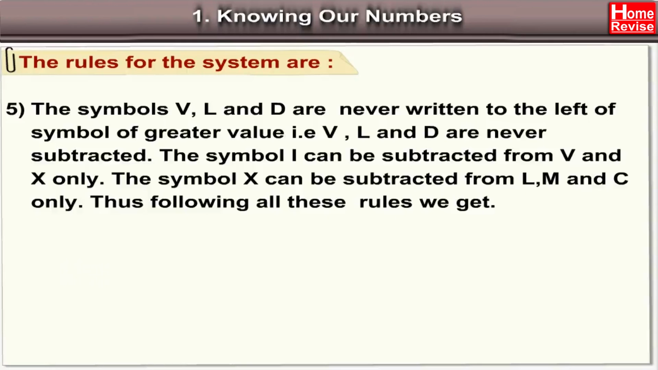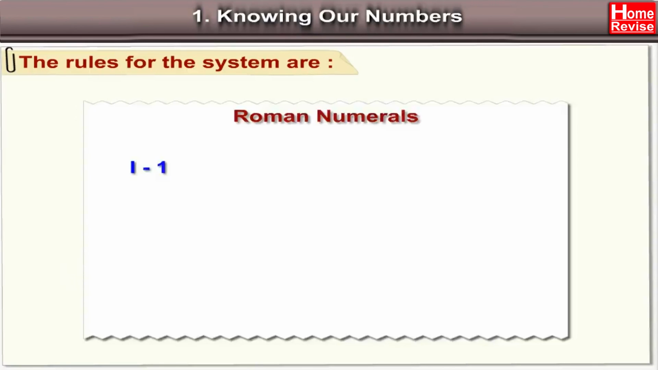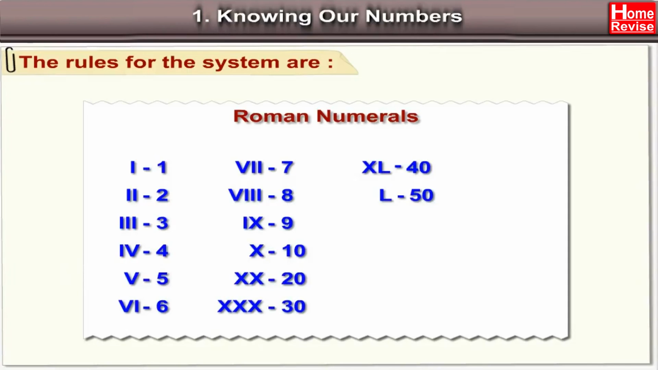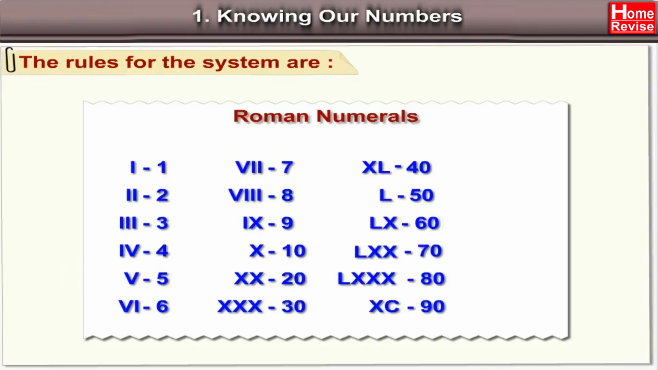Thus, following all these rules, we get I for 1, double I for 2, triple I for 3, IV for 4, V for 5, VI for 6, V double I for 7, V triple I for 8, IX for 9, X for 10, double X for 20, triple X for 30, XL for 40, L for 50, LX for 60, LXX for 70, LXXX for 80, XC for 90. C is for 100.